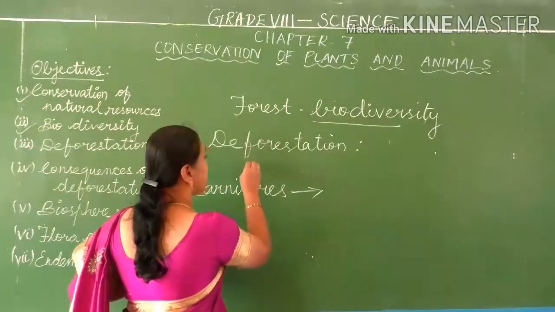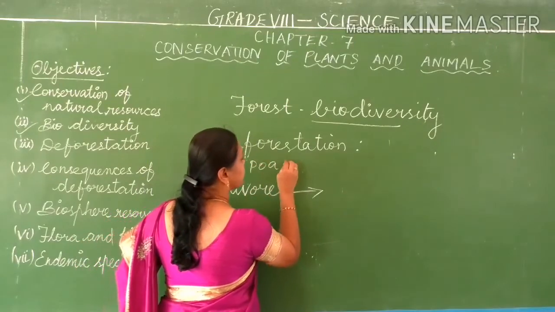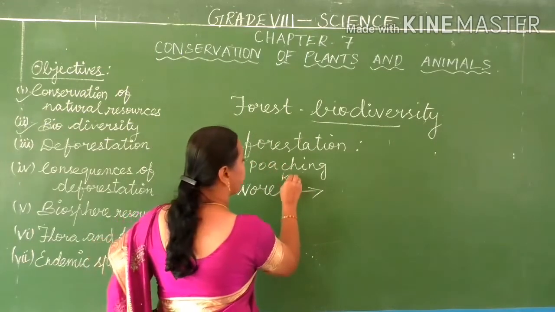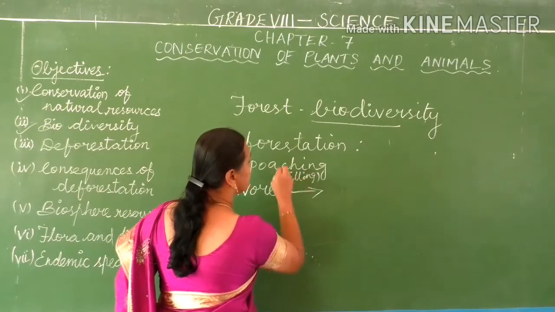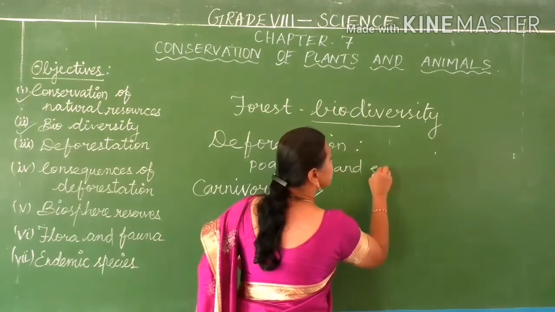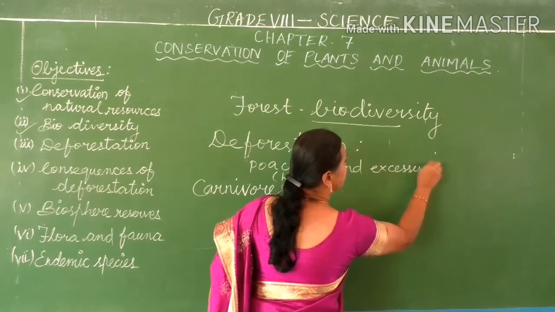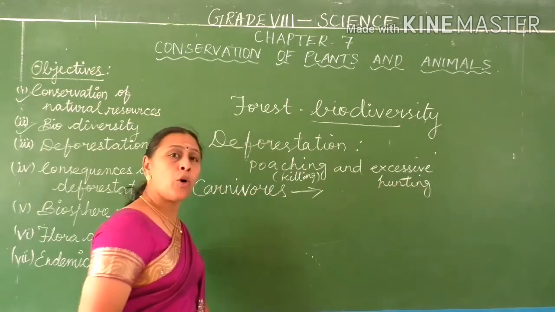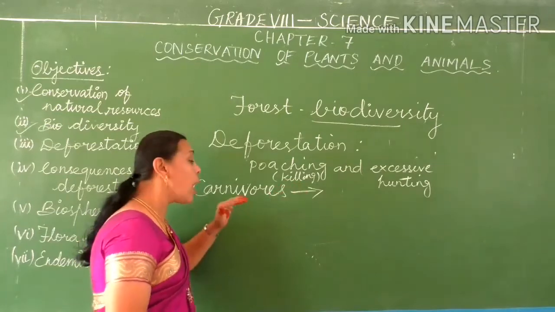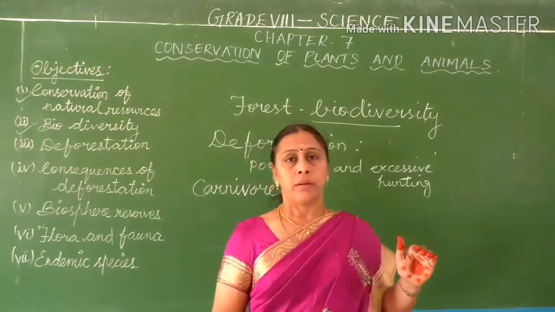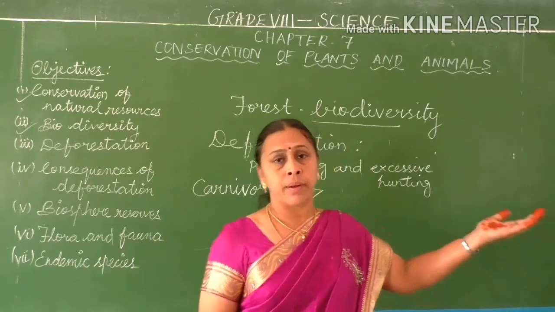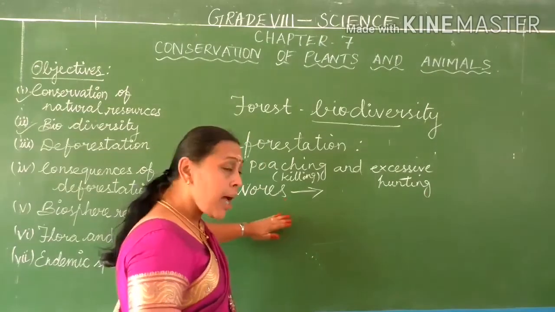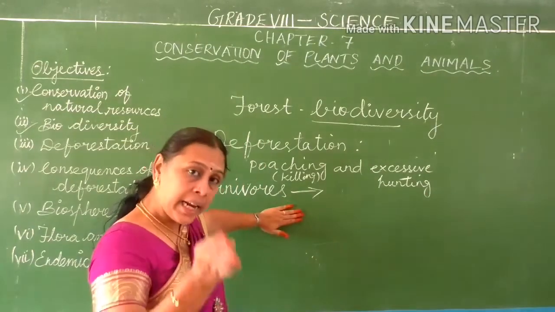So, poaching and excessive hunting. Poaching means nothing but killing of organisms. Poaching and excessive hunting of carnivores were done in that place, that is in the Sahara and Thar desert. Because of this, carnivores were hunted.